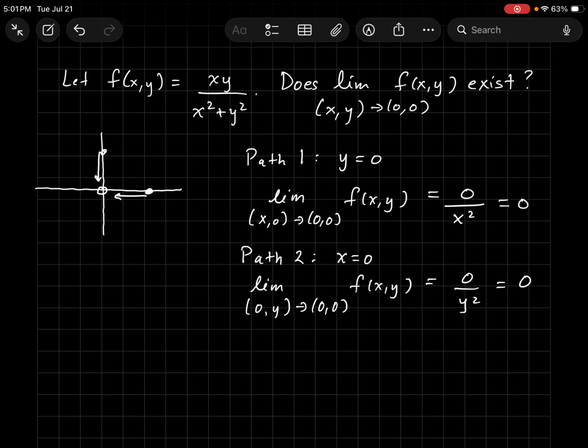Does that mean the limit exists? Well, two different paths give the same limit. That must mean the limit exists, of course, right? Well, no. Because there are an infinite number of paths that I could take to get to (0, 0). I could do this one if I wanted to. Or something over here, maybe a little simpler. Or how about this one? Let's go down the line y equals x.